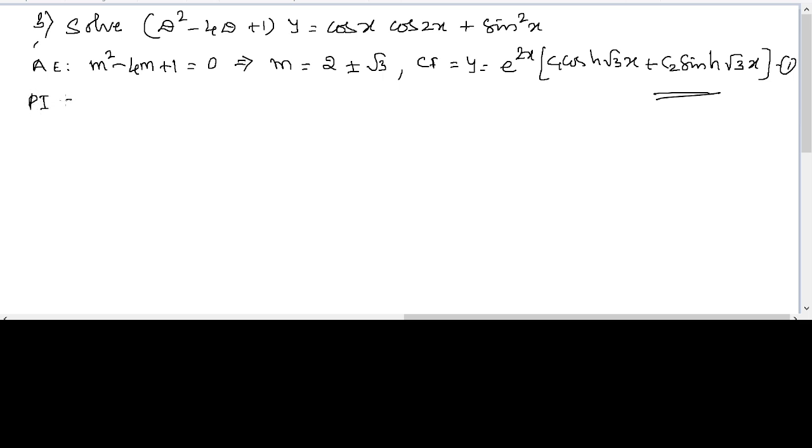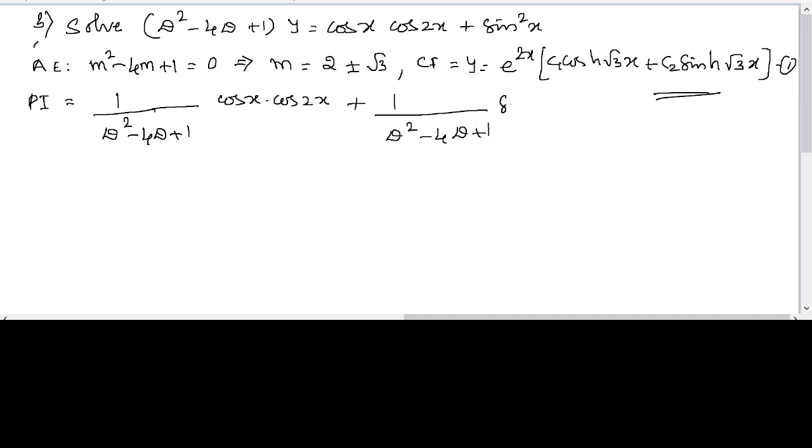So for finding PI, as usual, we write 1 by f of d, where f of d is d square minus 4d plus 1, of the given material. What is that? Cos x into cos 2x. Okay, so plus, by breaking the material, we write 1 by (d square minus 4d plus 1) of sine square x. Now we can use the formula.